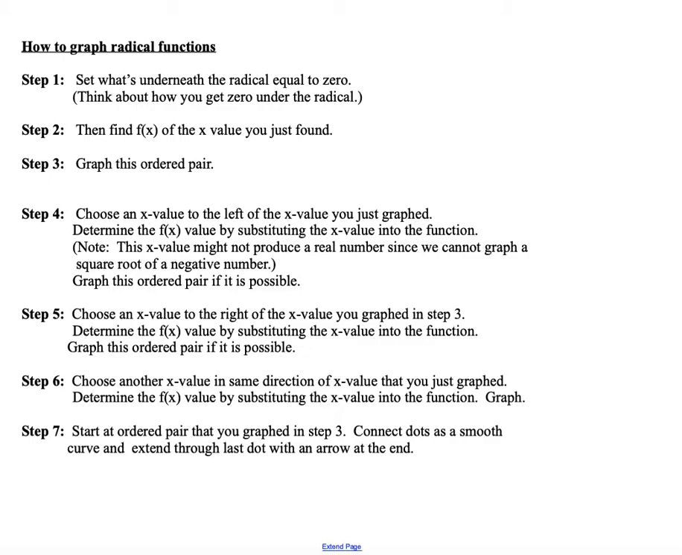And then step 6, choose another x value in the same direction of the one that works. So if it was to the left and that one worked, then you'd keep choosing ones to the left. If it was to the right, then you keep choosing ones to the right. And then get the y value for that and graph it out. We want a nice smooth graph, so when you connect them, make a nice smooth graph.